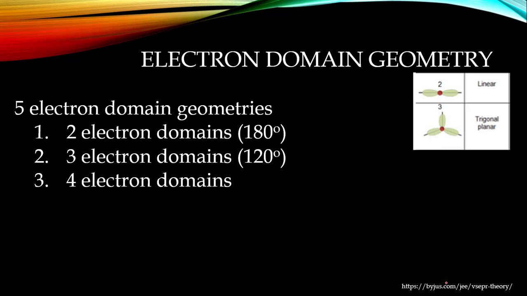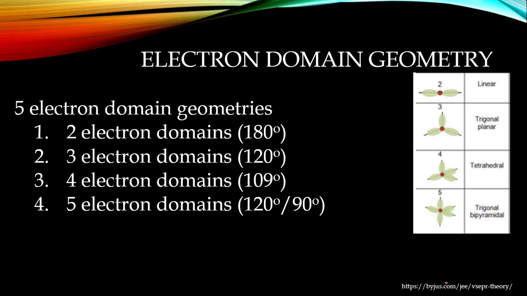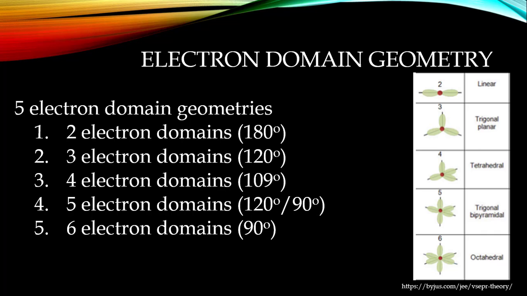At 4 electron domains, we get off the 2D plane, and we now have a 3D construct that is called tetrahedral, and the angle between the electron domains is 109 degrees. 5 electron domains is what is called trigonal bipyramidal, and the angles are 120 degrees on this plane and then 90 degrees on the axials. And 6 electron domains is what is called octahedral, and there is a 90-degree angle between all of the bonds.